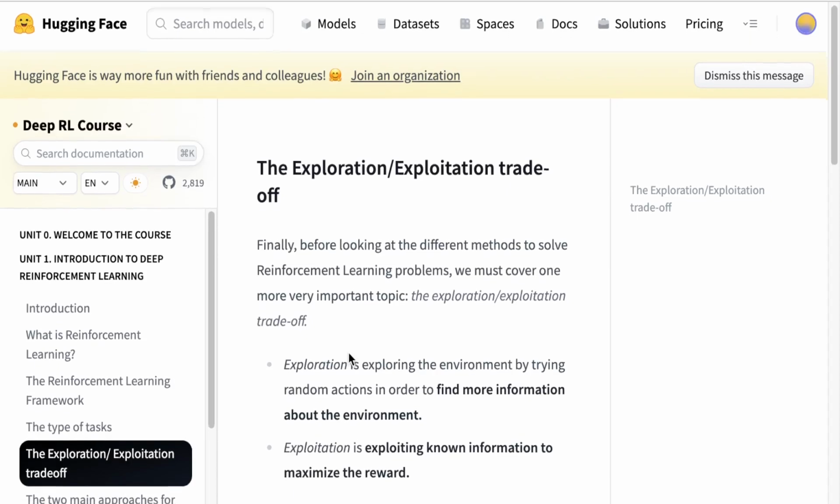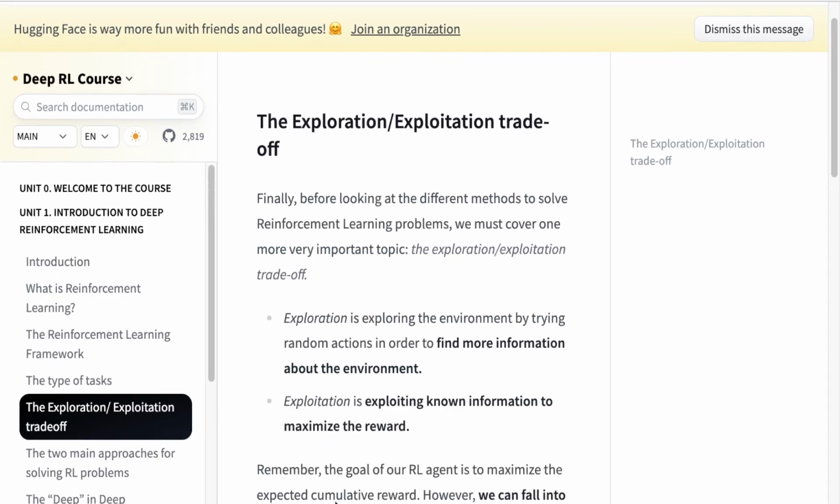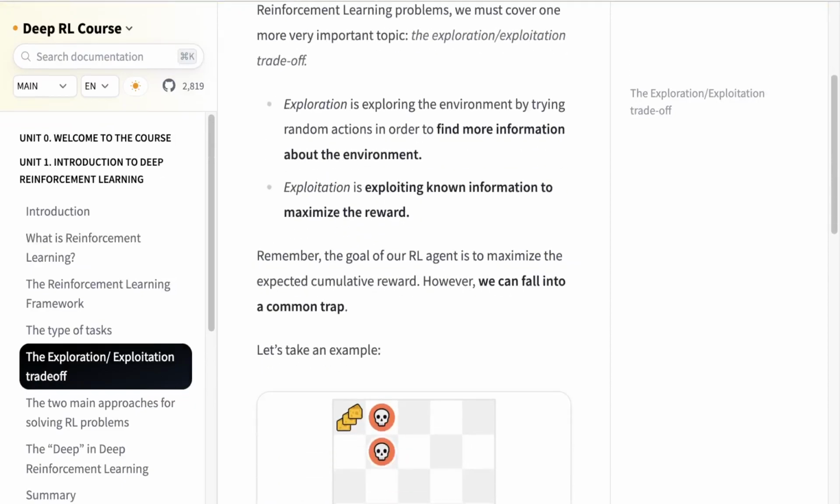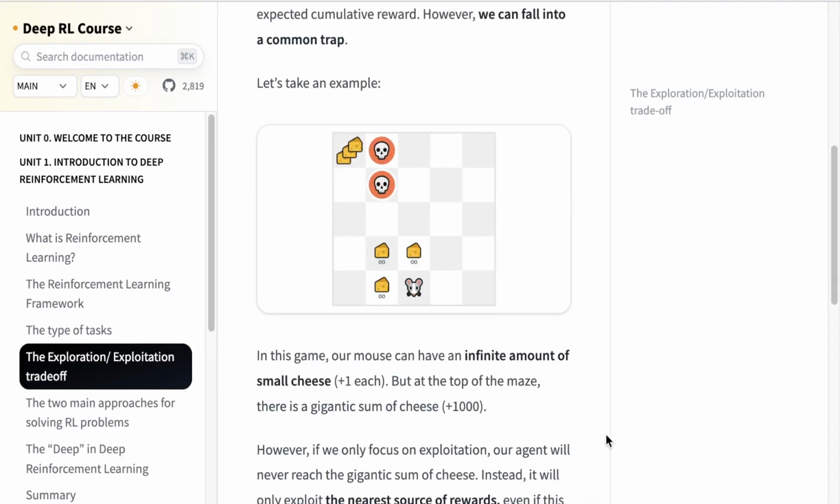Remember, the goal of our RL agent is to maximize the expected cumulative reward. However, we can fall into a common trap. Let's take an example. In this game, our mouse can have an infinite amount of small cheese, plus 1 each, but at the top of the maze there's a gigantic sum of cheese, plus 1,000. However, if we only focus on exploitation, our agent will never reach the gigantic sum of cheese. Instead, it will only exploit the nearest source of rewards, even if this source is small.